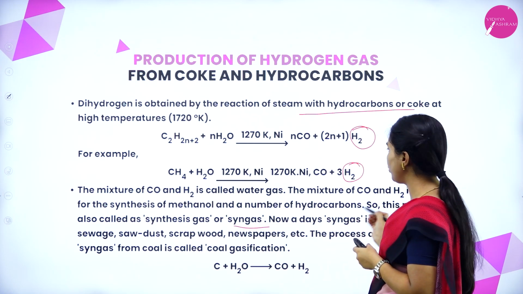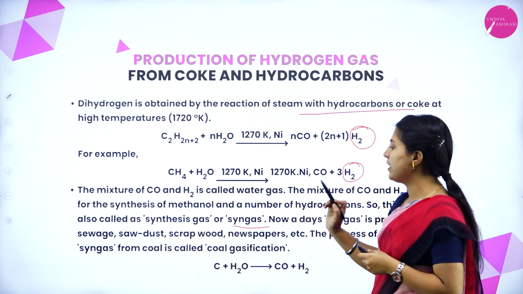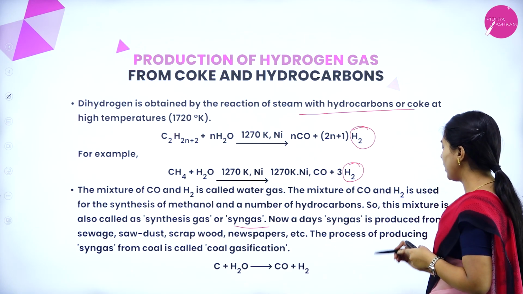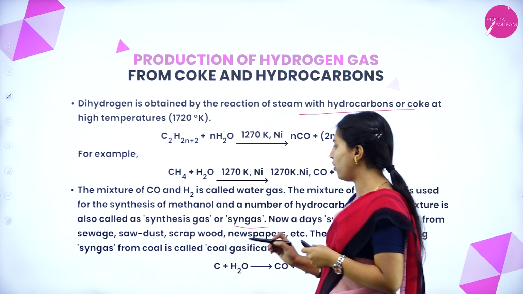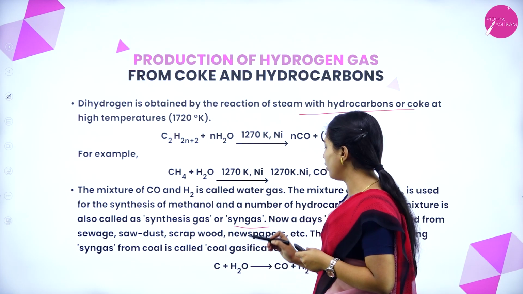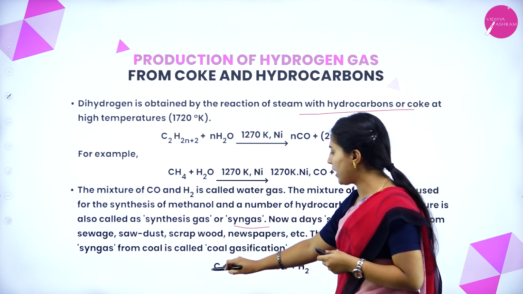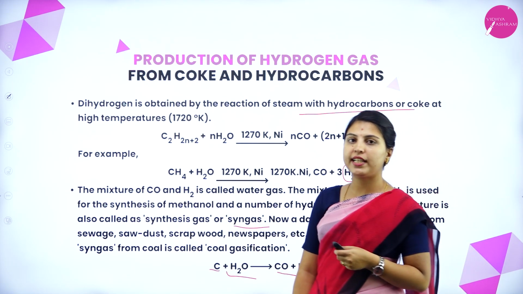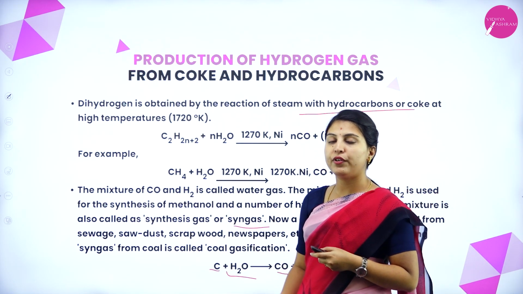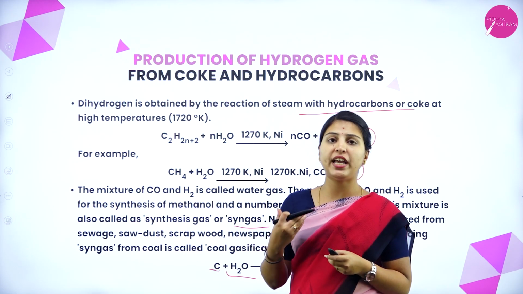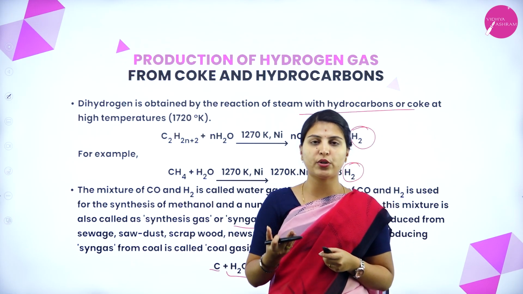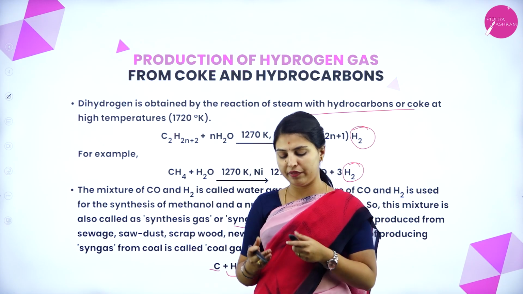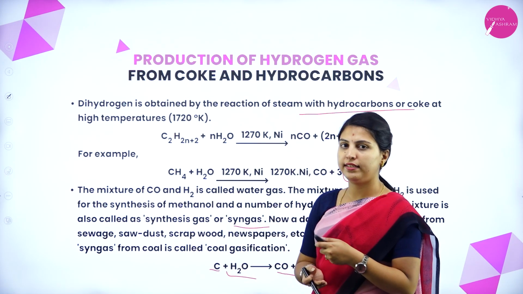Nowadays, syngas is produced from sewage, sawdust, scrap wood, newspapers, etc. The process of producing syngas from coal is called coal gasification. See, carbon plus water, carbon monoxide and hydrogen gas will be liberated. From various wastes or sewage, hydrogen gas is liberated nowadays, so it is called syngas.